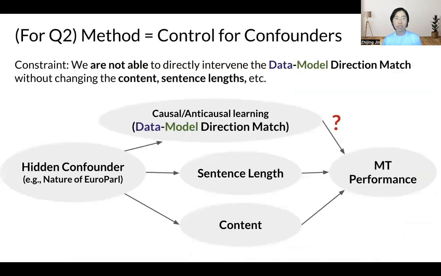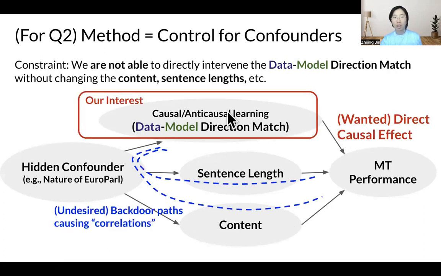The other sub-question we try to answer is, how do we control for the confounders? So the basic constraint here is that although we want to analyze how the data model direction match affects the MT performance, usually, if we get a naturally generated translation corpus, it's often the case that, for example, for English-German, German original language texts are usually about events related to German-speaking places. And it's the same for English original corpora as well, which means that their distribution of content will be different. And also due to language habits in different languages, the sentence length might also be different.